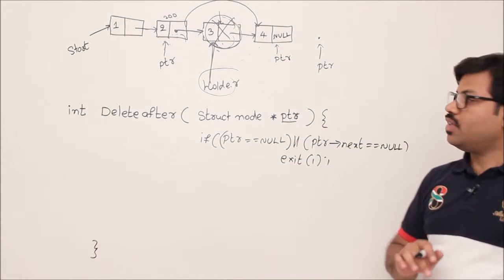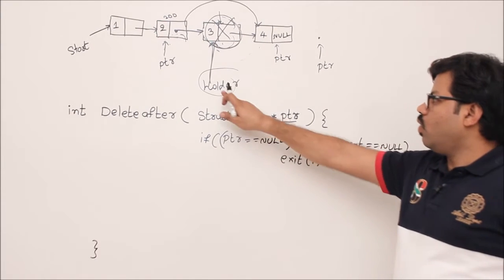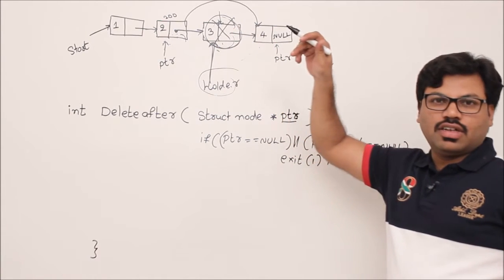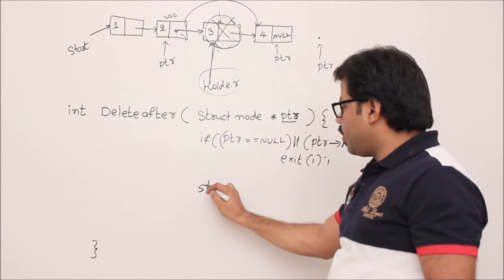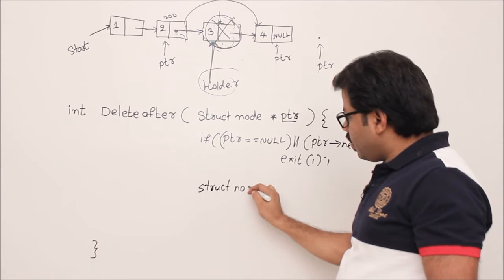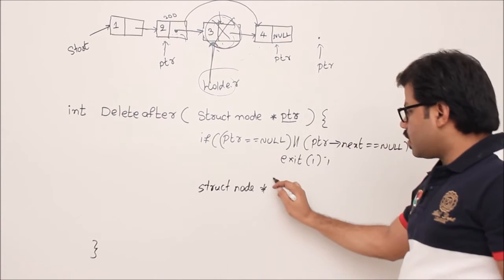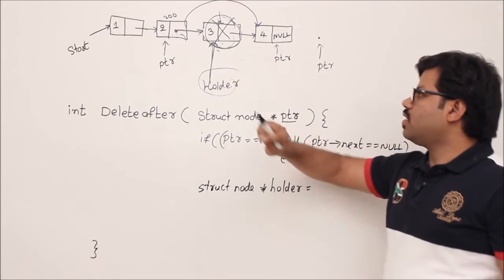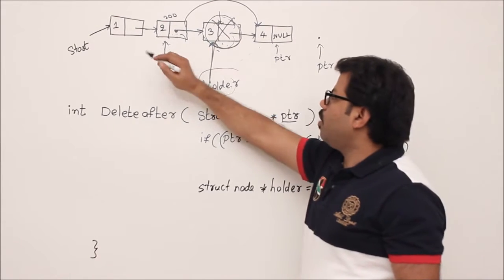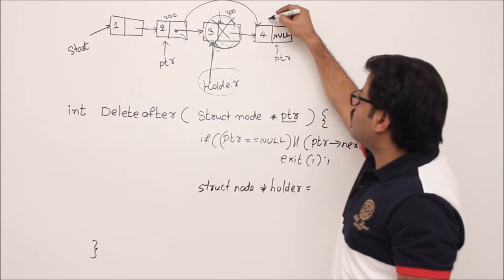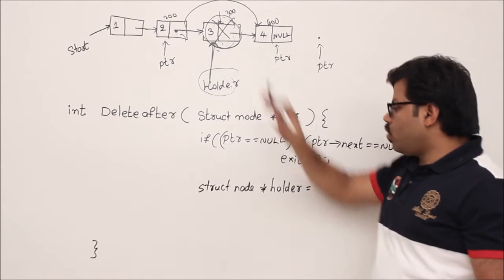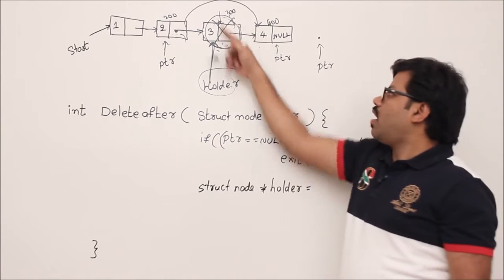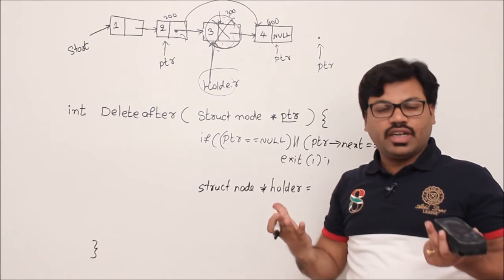Step number 1, first of all we have to create one holder. The holder's type is struct node pointer, because it is going to point to boxes, right? So the first step is struct node pointer holder equal to, hold this box. With respect to memory addresses, let's say this is 300, let's say this is 400, then we would have to write literally holder equal to 300, right? But we can't write 300 because we don't know that it is 300.